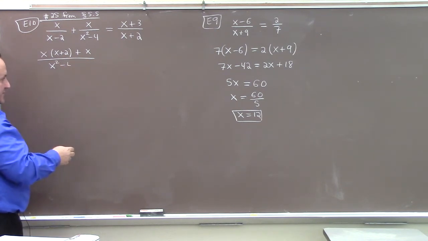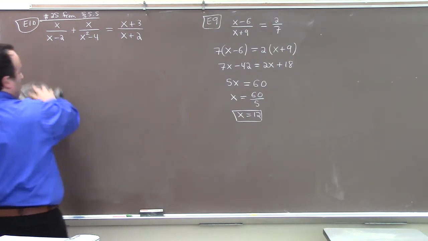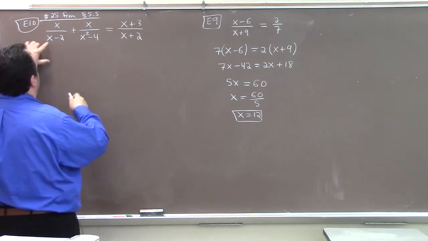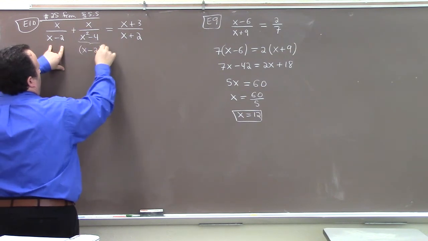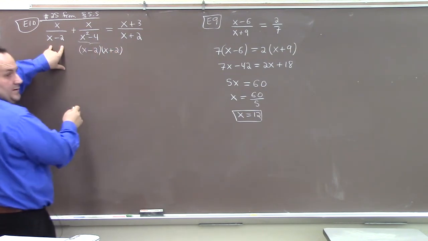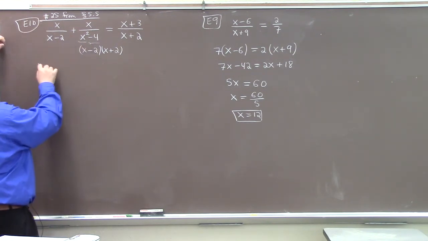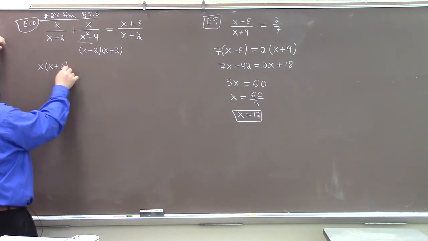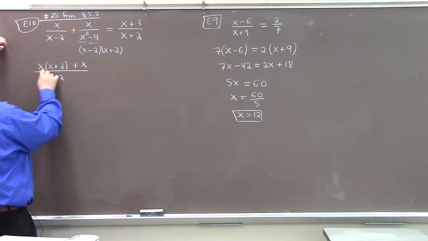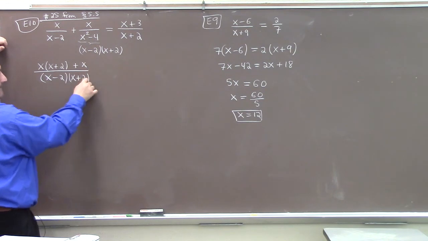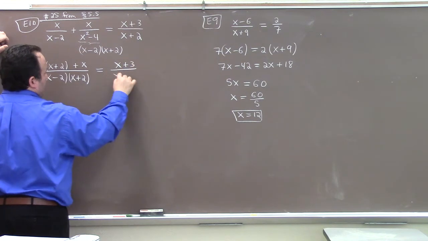Well, I'm skipping too much. Sorry. My point is, this is x minus 2 times x plus 2, right? So to make this a common fraction, I just need to multiply the first one by x plus 2 over x plus 2. And so I have x times x plus 2 plus x over x minus 2 times x plus 2 equals x plus 3 over x plus 2.